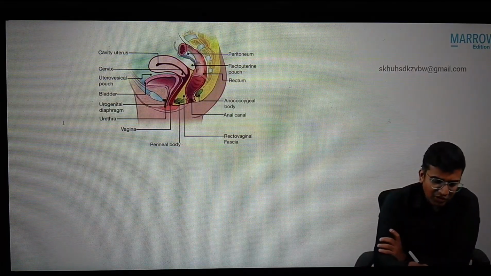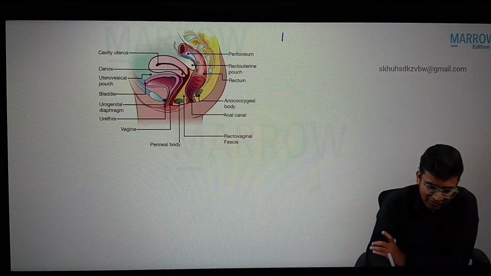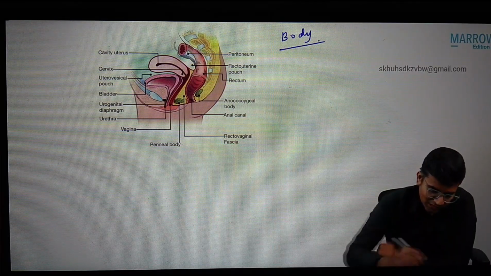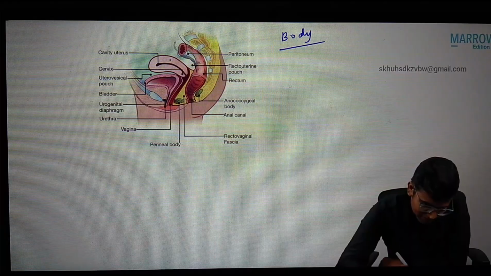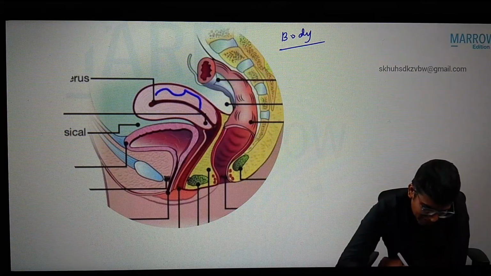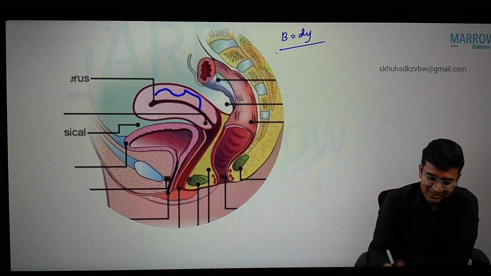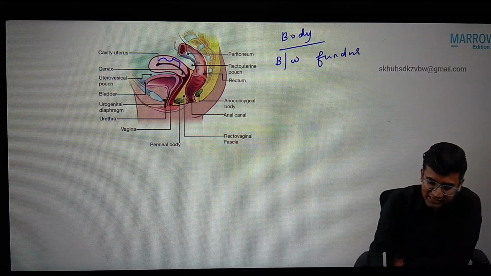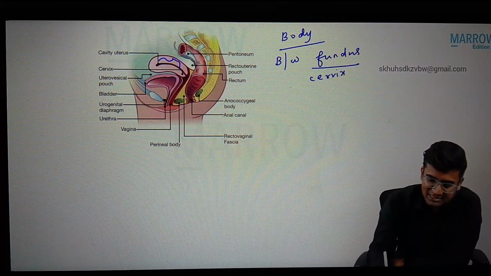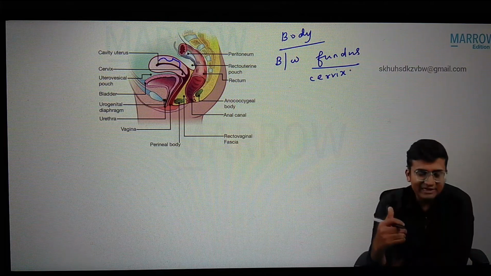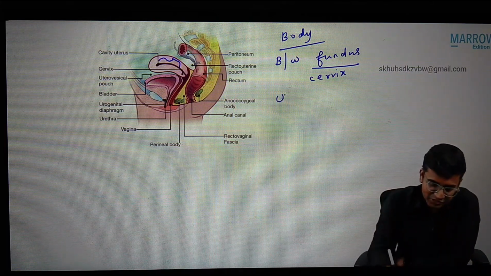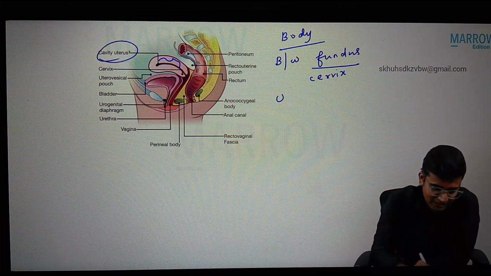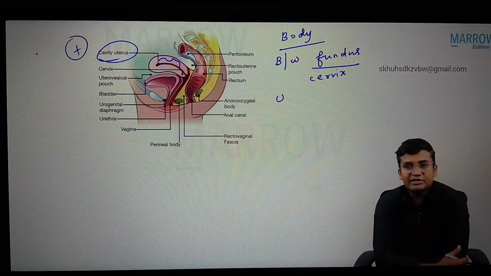Now we're going to see the body of the uterus. The body of the uterus is present between the fundus and the cervix. Now in the body, yes, we have the uterine cavity. So uterine cavity is present in the body, you see the uterine cavity.